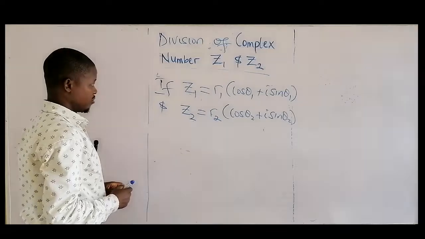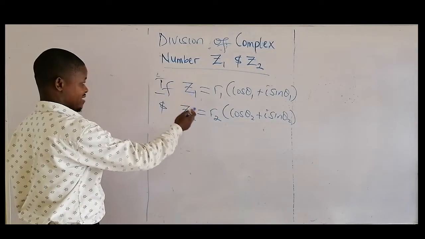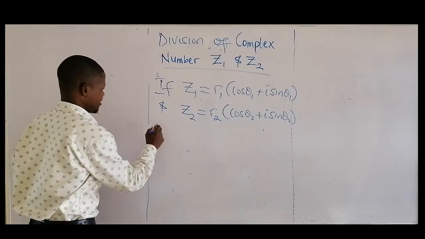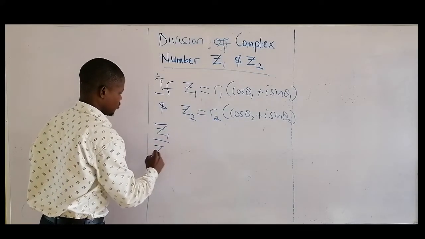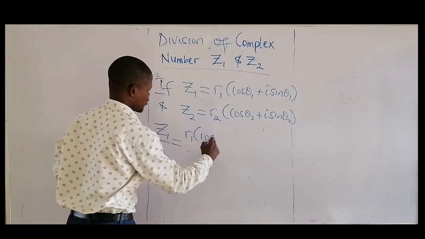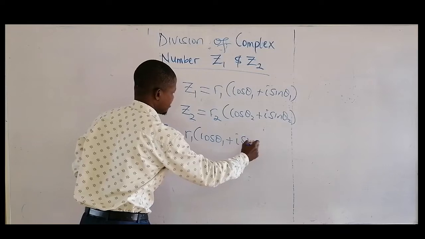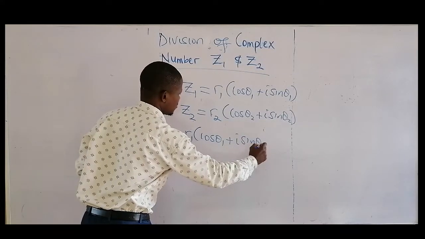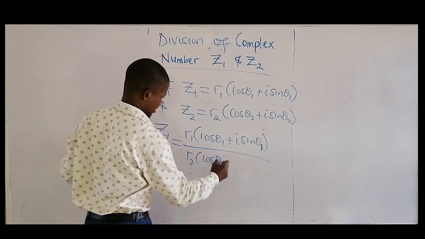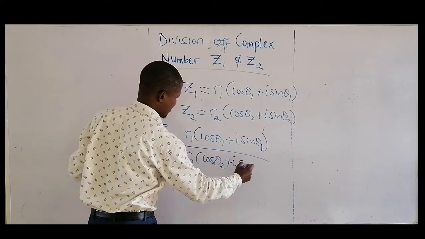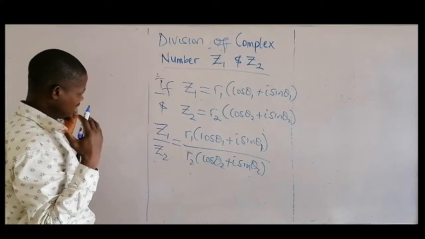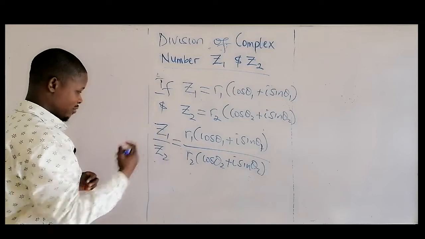Division of two complex numbers: we've already said that z1 is this and z2 is this. Then the division z1 over z2 will be r1 (cos theta 1 plus i sine theta 1) all over r2 (cos theta 2 plus i sine theta 2). So how do we do the division for two complex numbers?